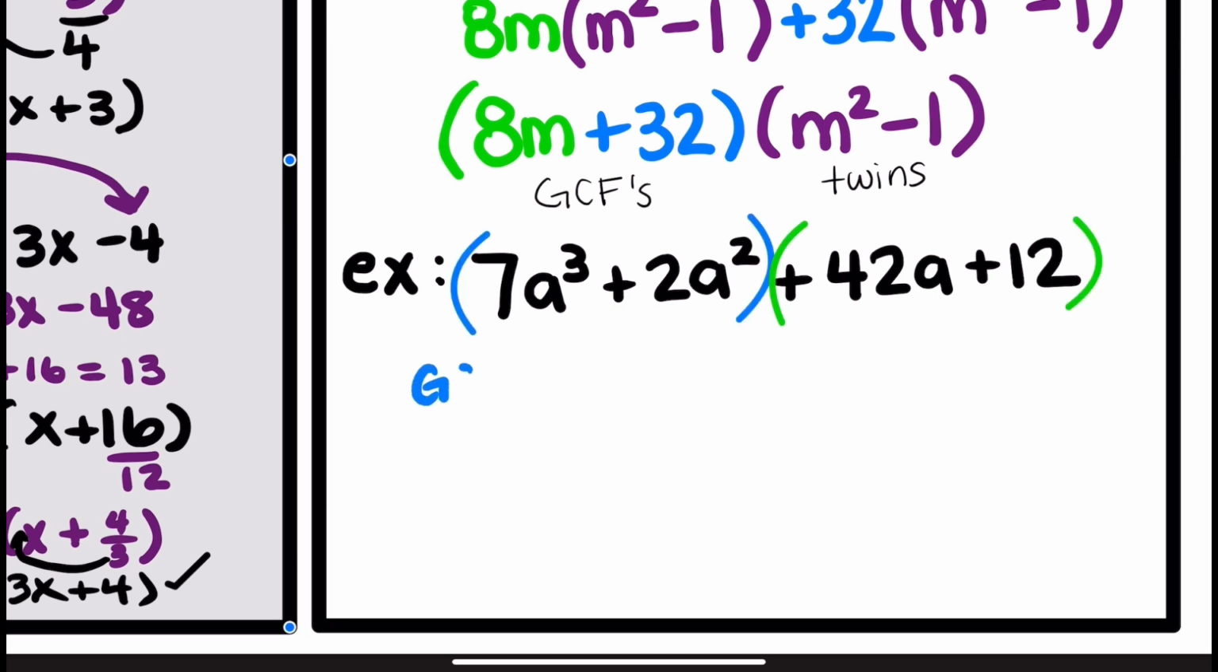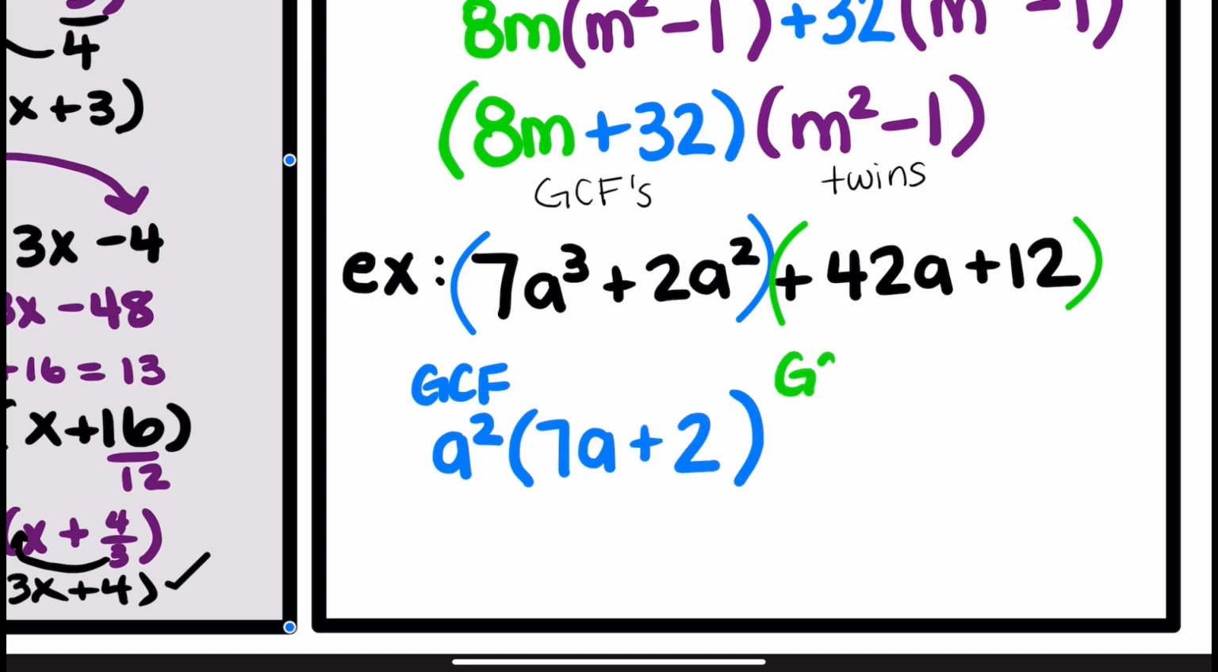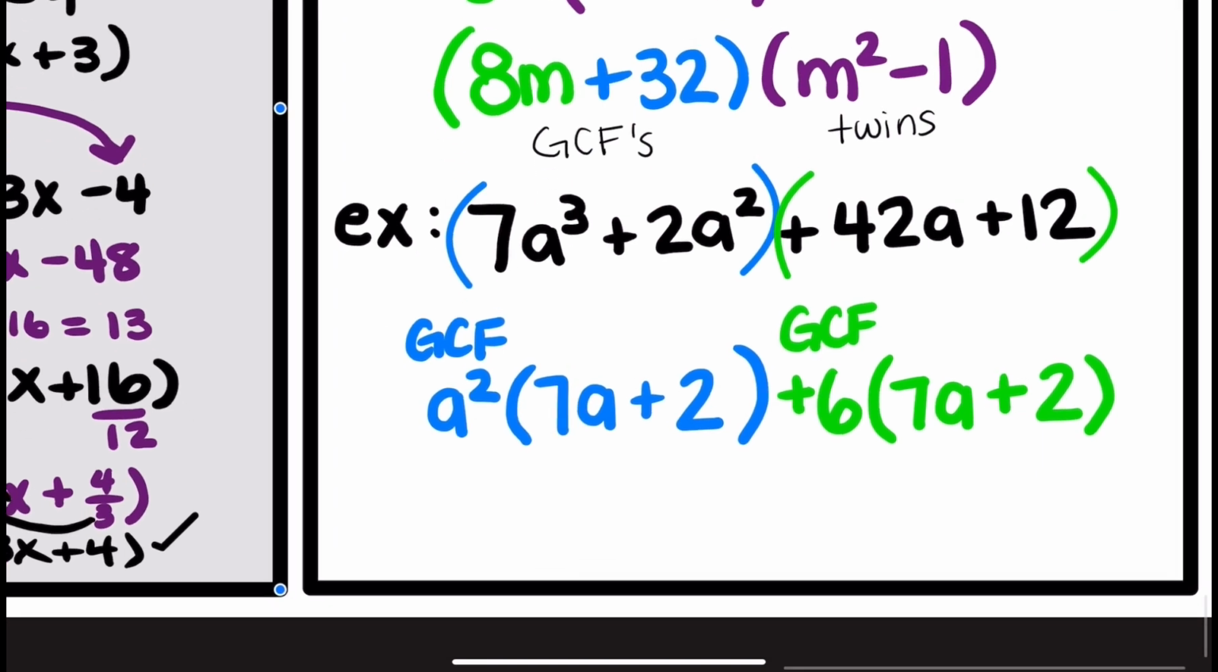Okay, so you can see that I put the first 2 terms in a group and the second 2 terms in a group. So in the blue group, the GCF is just a to the 2nd power because 7 and 2 don't have a greatest common factor. But I can factor out a squared, leaving me with 7a plus 2 in that group. And then in the green group, the GCF of 42a and 12 would be 6. Leaving me with 7a plus 2 in that group as well.